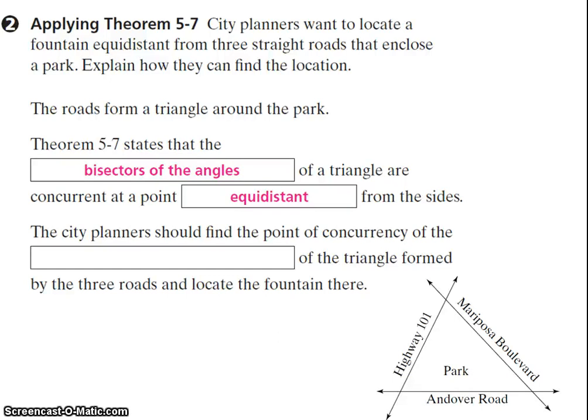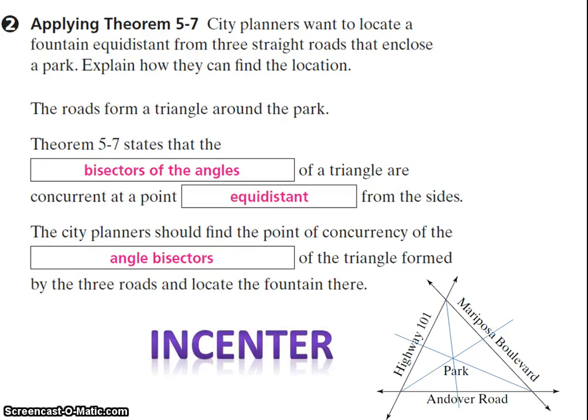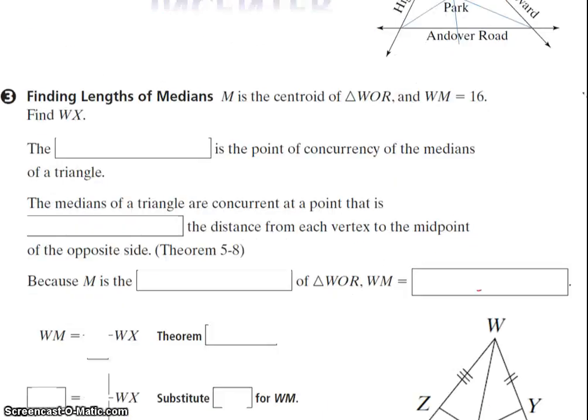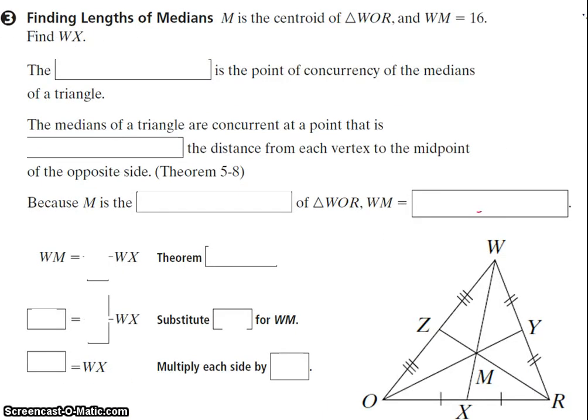We want it to be exactly in the middle, so that if you're driving along Highway 101 or Mariposa Boulevard or Andover Road, you're going to get an equal chance to see this particularly great and wonderful fountain. So the city planner should find the point of concurrency of the angle bisectors of the triangle formed by the 3 roads and locate the fountain here. So let's do that. There's 1 angle bisector, 2 angle bisectors, 3 angle bisectors, and there you go. We found the incenter of the circle. Did I say circle? I meant to say triangle.